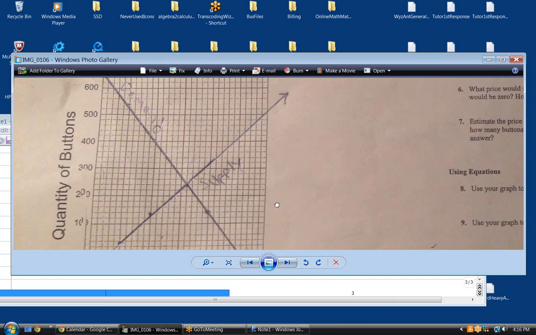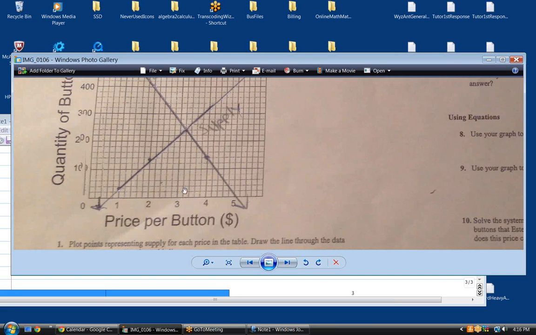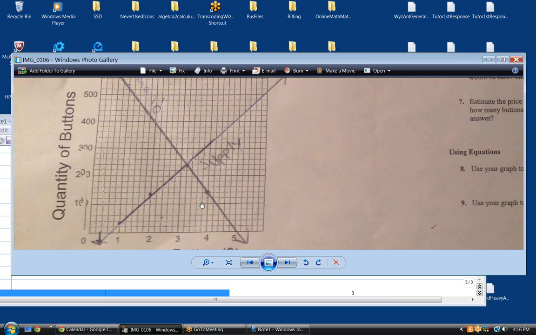In other words, well, oh, you meant 320 on the x-axis. Okay. Yeah. Well, $3.50 for the price of a button. Right. And that produces a demand of 240. Okay. So 240 buttons.